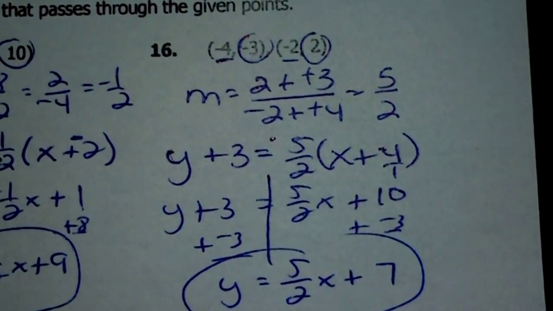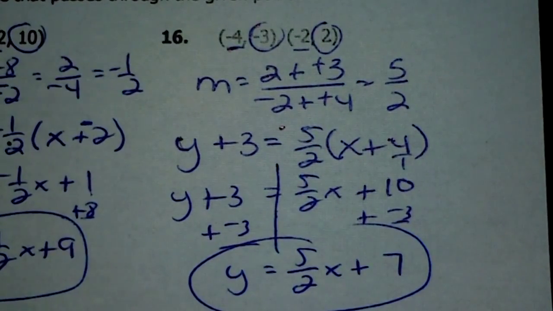If at this point you did change it to y equals 2.5 x plus 7, that's fine. But leaving it like that for now is a-okay with me. All right, next page.